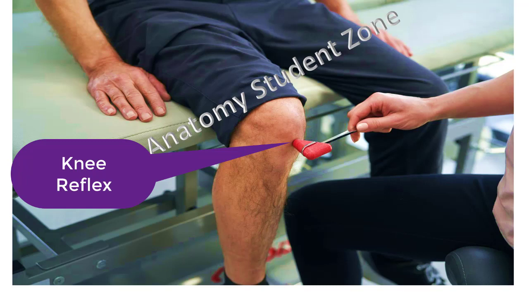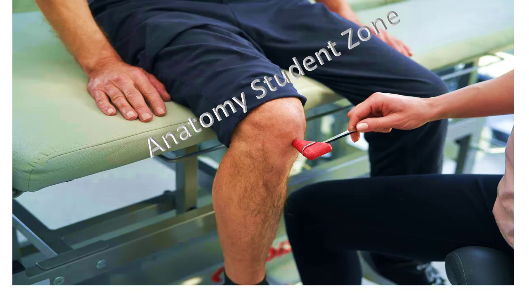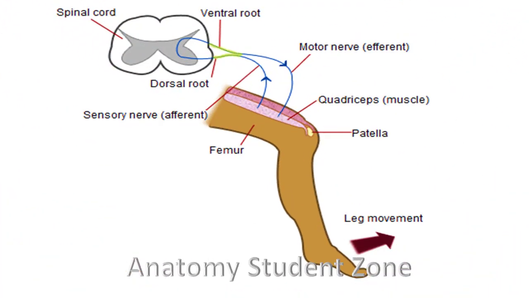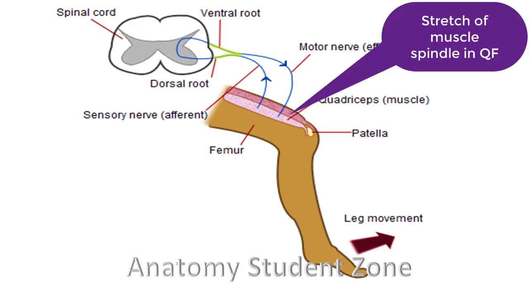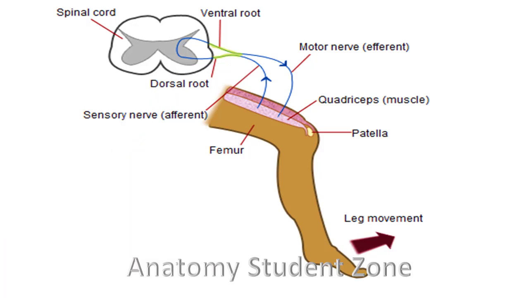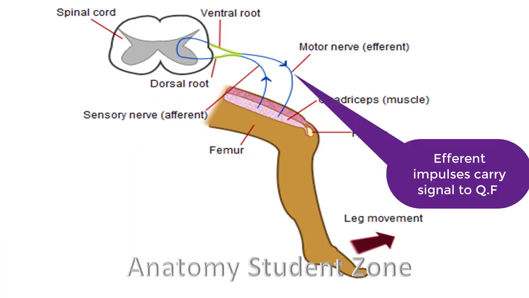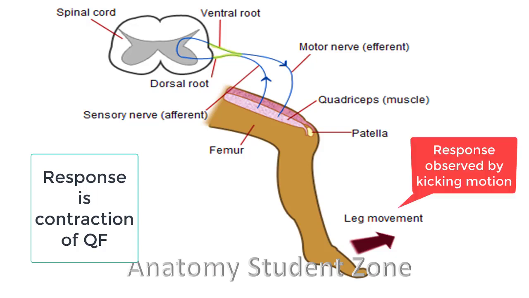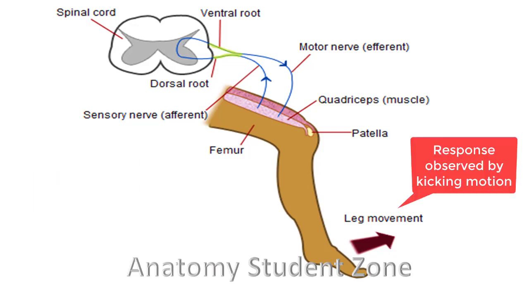This is a stretch reflex, meaning in response to stretch, muscle contraction occurs. When we strike the patellar tendon with the reflex hammer just below the patella, it stretches the muscle spindle in the quadriceps femoris muscle, and this stretching of the muscle spindle produces signals. These signals travel to the spinal cord at the level of L2, L3 and L4. From here, the efferent impulses travel back to the quadriceps femoris muscle, and the response that we observe is contraction of this muscle. We can observe this response by the kicking motion of the leg.